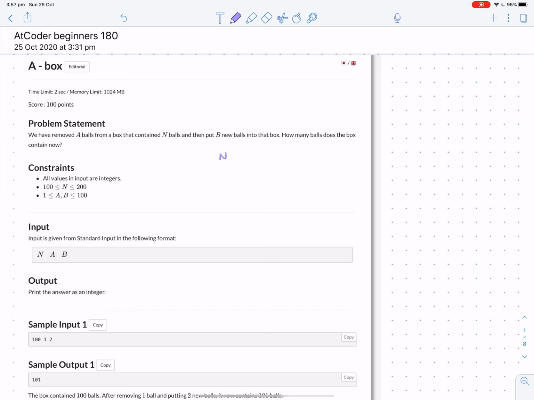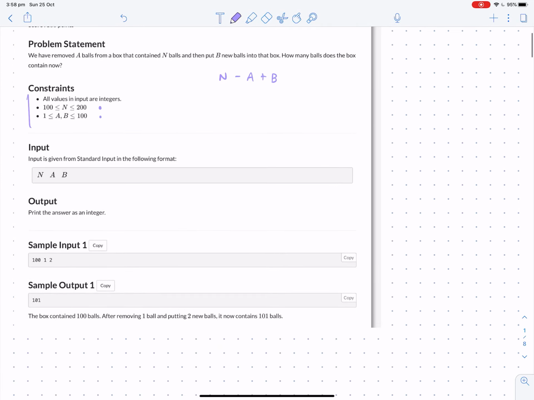Well, if you start with N and then subtract A and add B, that's how many it contains. We've got some constraints here that are of no particular interest other than, I guess, the fact that we'll never end up with a negative number of balls, which I suppose is important. So the initial number of balls is between 100 and 200 inclusive, and then the number of balls that you take away is at most 100. So you can never take away more than you had to start with.